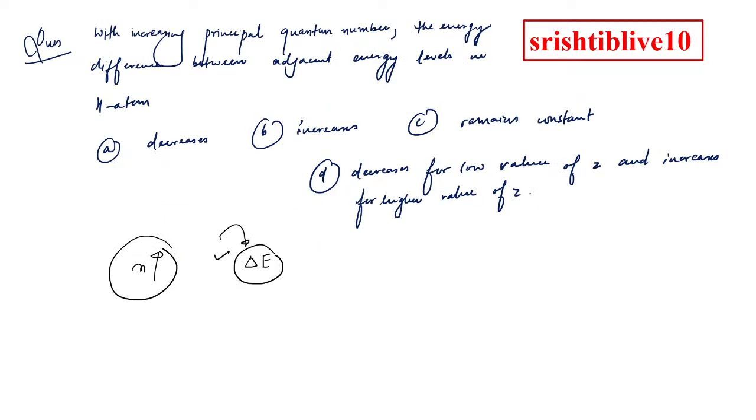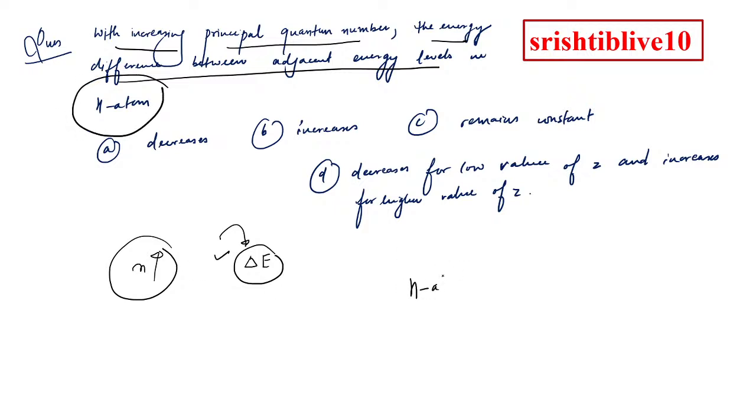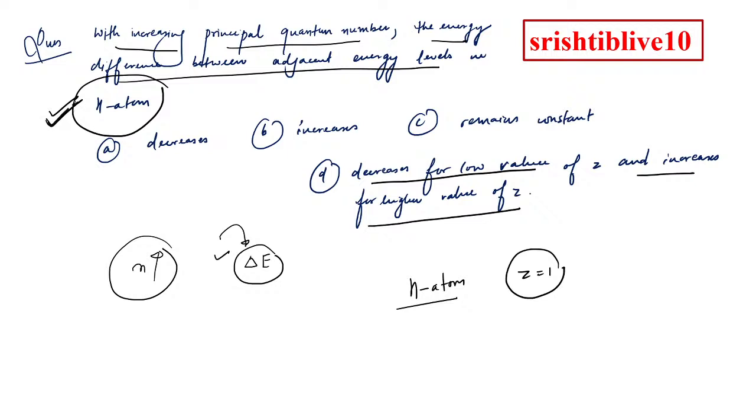First of all, what you need to consider is, read the question very carefully. With increasing principal quantum number, the energy difference between adjacent energy levels in H atom. When it is written hydrogen atom, the Z value is equal to 1 always. Yes or no? So how can D be the correct answer? Decreases for low value of Z and increases for high value of Z. Z will remain constant. It's given hydrogen atom. Yes, Akshay? Is this point clear?